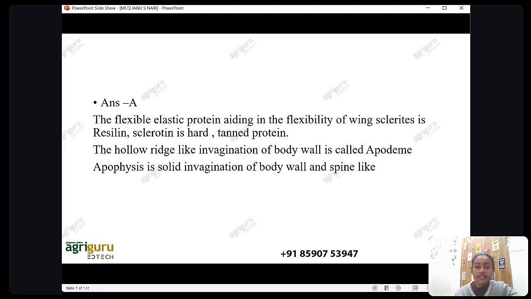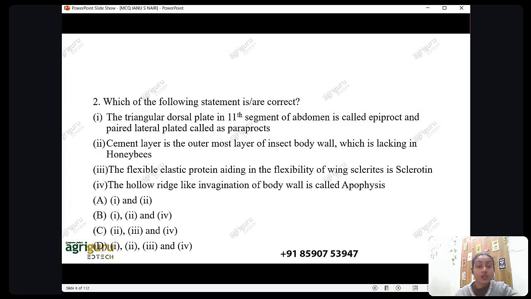Here option A, that is, the only correct statements are statement 1 and 2. That means statements 3 and 4 are wrong. The flexible elastic protein aiding in the flexibility of wing sclerite is not sclerotin.